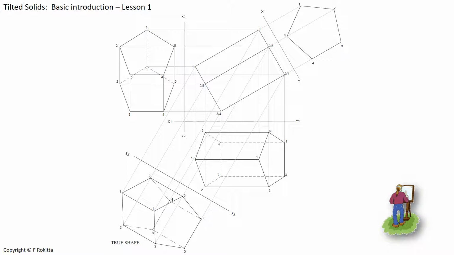And finally, once we have drawn in all the outlines and solid lines of our true shape, we can complete the drawing by adding the hidden detail as shown in this example.